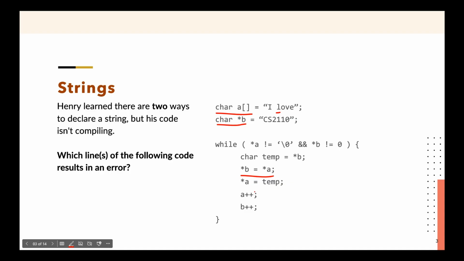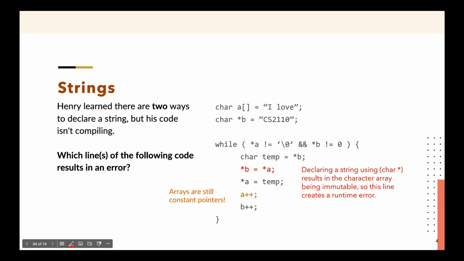and will result in a compile time error. And the second error along similar lines is that because a is a constant pointer, we cannot increment it right here. So yeah, you can see that we have here, like we talked about, if we declare a string using the character pointer, it results in the character array being immutable.